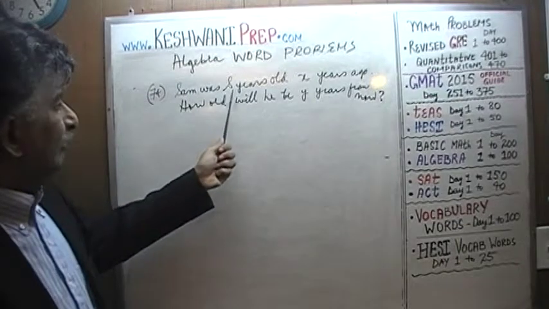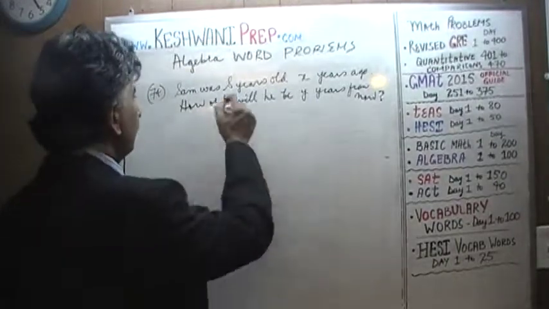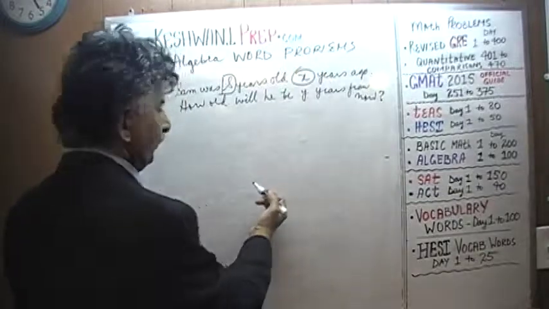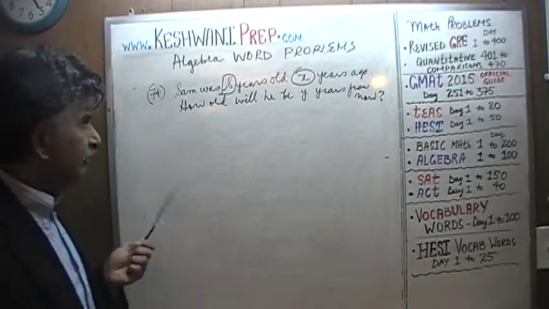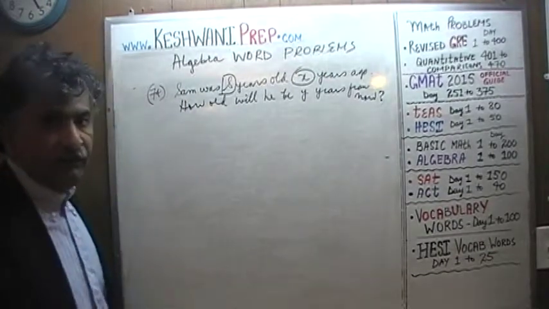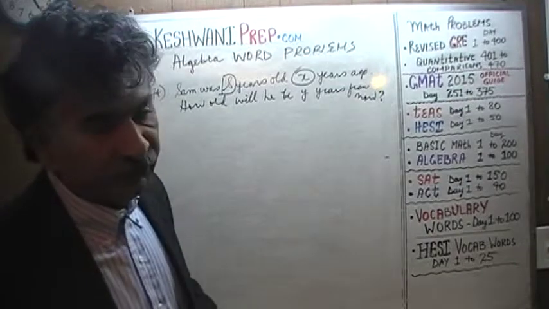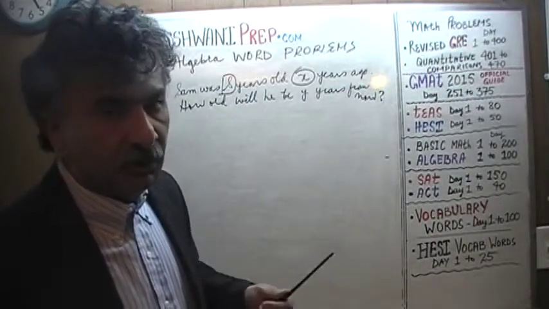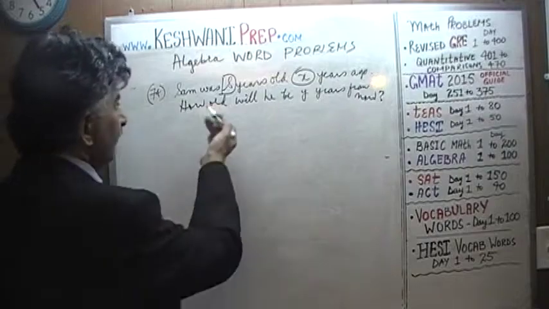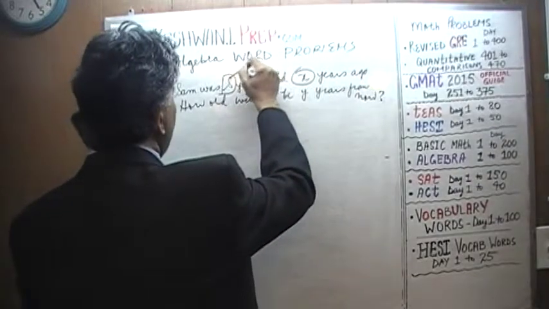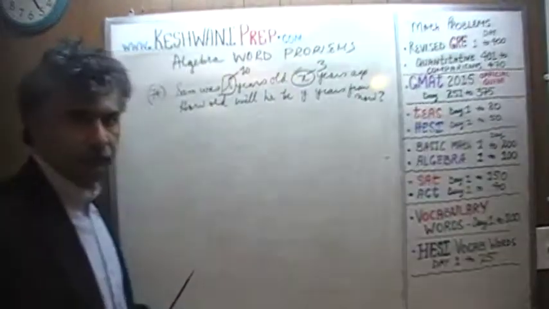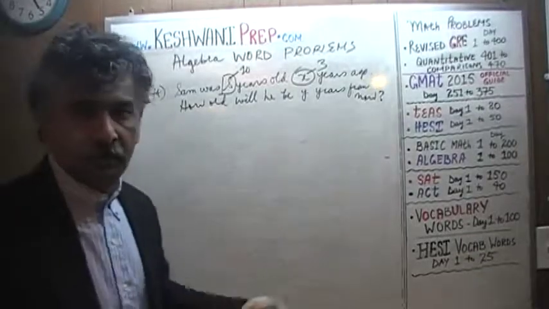We are told that Sam was S years old X years ago. And again, as always, if it makes it easier for you to understand it with numbers first, then put in the numbers first so that you can visualize it. So let's pretend that Sam was 10 years old 3 years ago. If he was 10 years old 3 years ago, today he must be 13 years old.